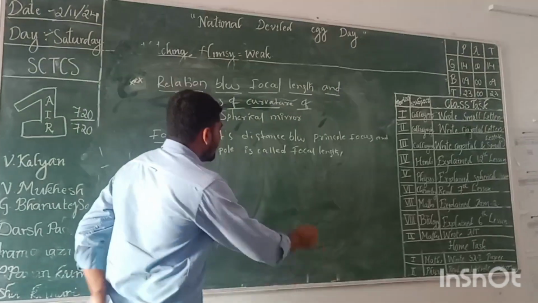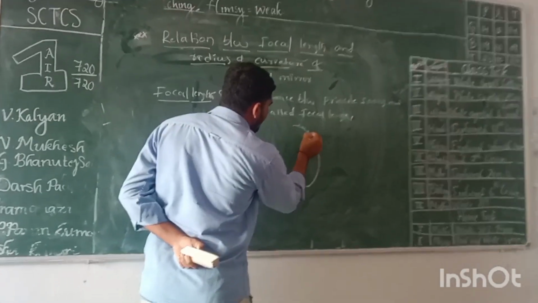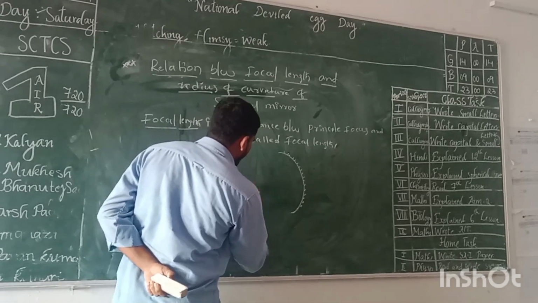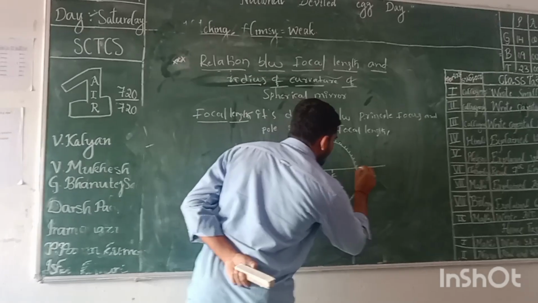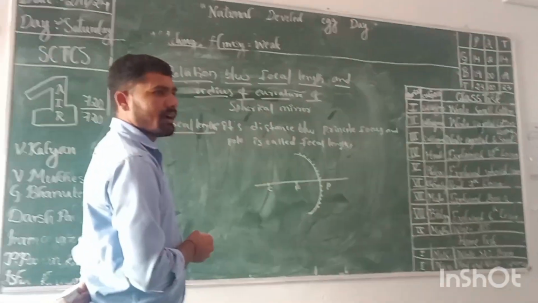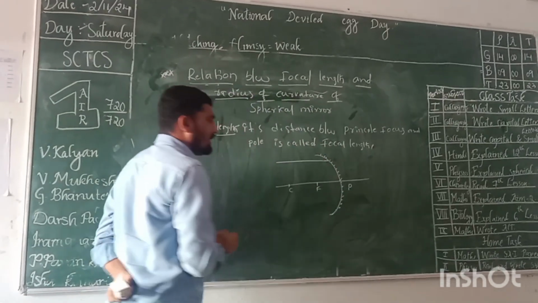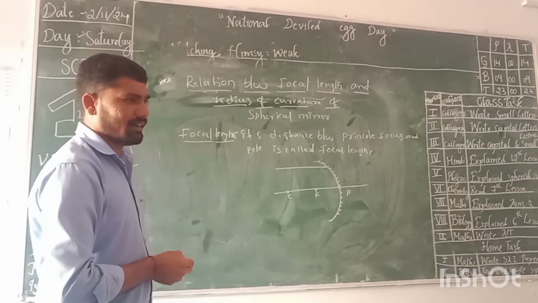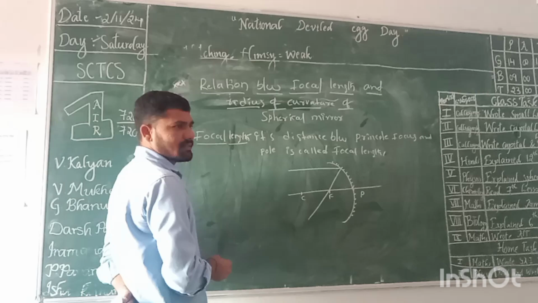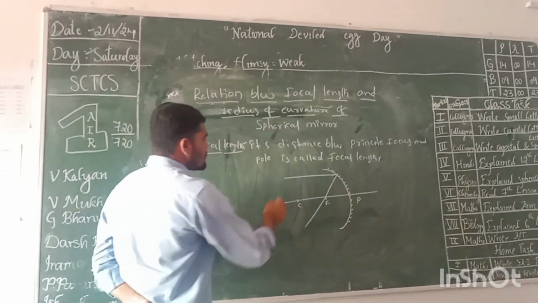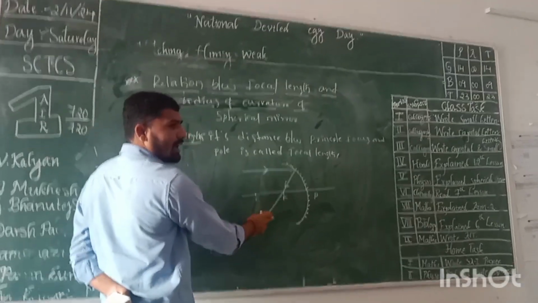Listen, this is a concave mirror. This side is the silver coating. The principal axis passes through the center and the focus, and this is the pole. These are the incident rays, parallel to the principal axis, and the reflected ray passes through the focus.